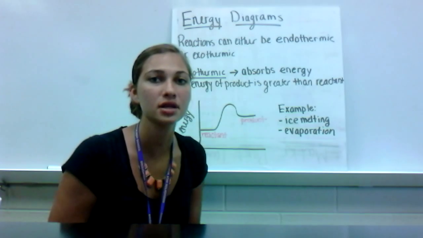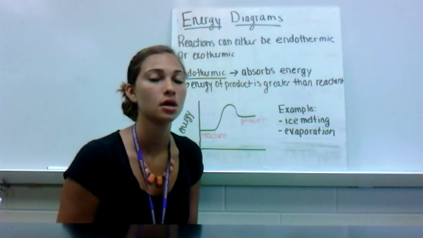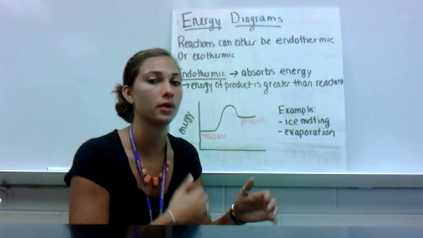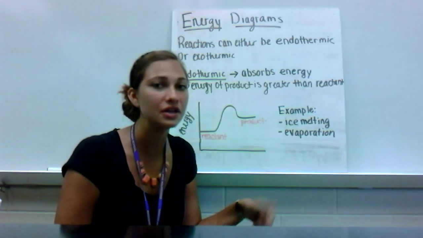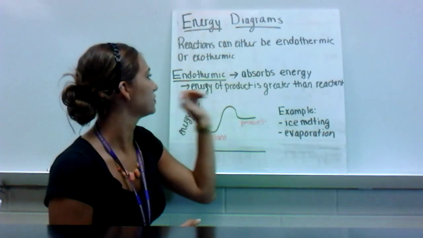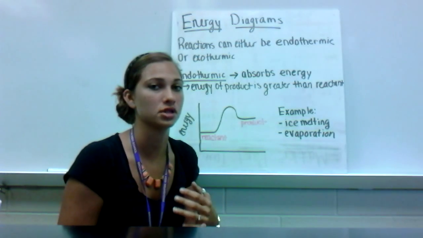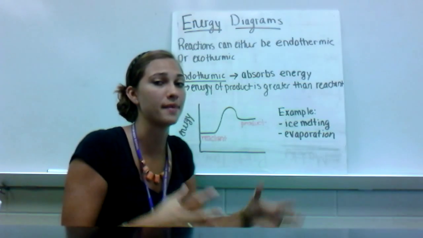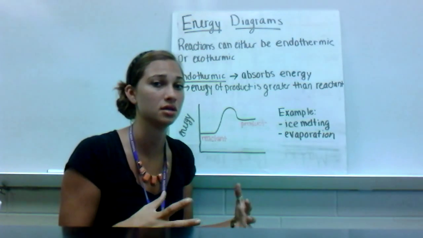Alright, so today we're going to talk about energy diagrams. What you have to know is that there's two types of reactions when it comes to energy. We have endothermic and we have exothermic reactions. First, we're going to talk about an endothermic reaction. An endothermic reaction absorbs energy, so that means that it takes energy in.